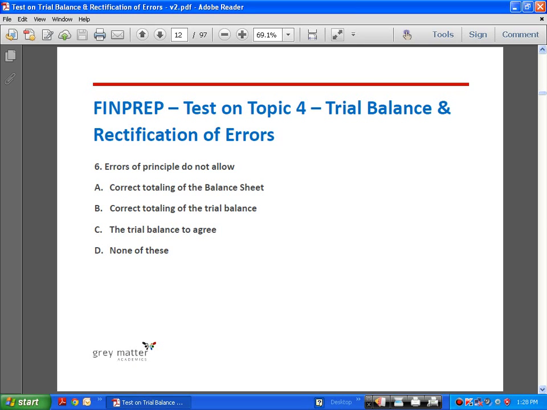Errors of principle do not allow correct totaling of the balance sheet, correct totaling of the trial balance to agree, none of these. Well, because of an error of principle, balance sheet will agree, trial balance will agree, and hence the answer is none of these.